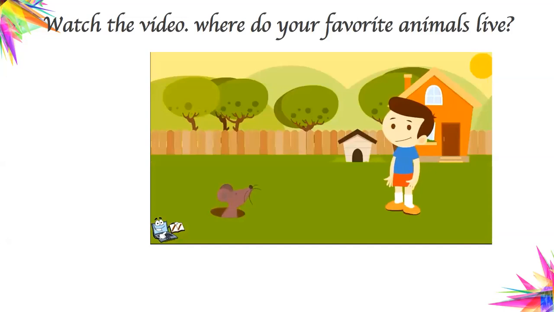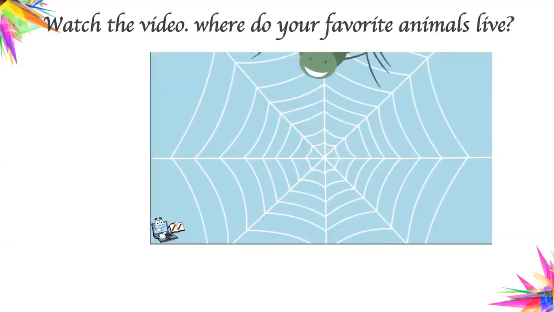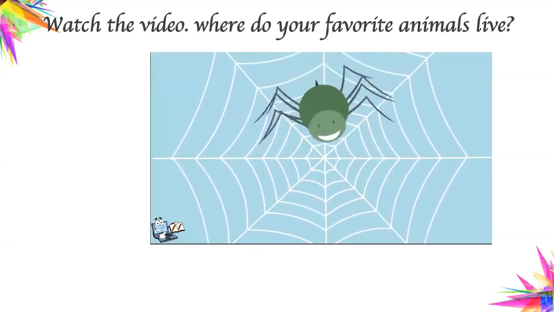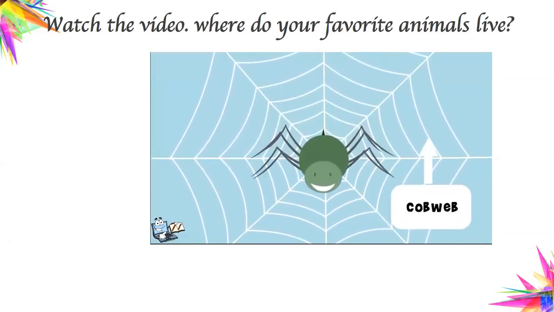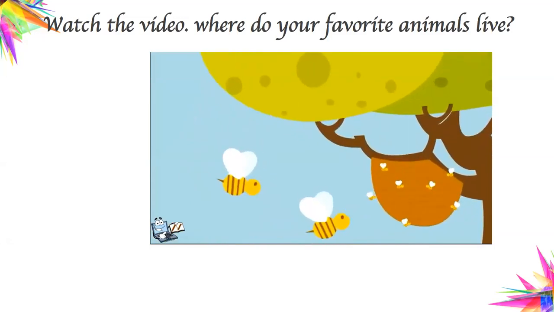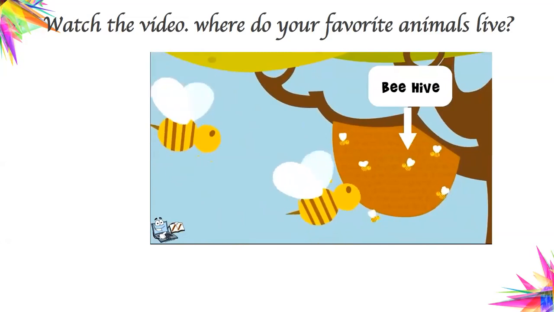The home of a mouse. A mouse lives in a hole. Mice dig holes to live in. Home of a spider. A spider's home is called a cobweb. It spins a cobweb to live in. The home of a honeybee. Honeybees make hives to live in.